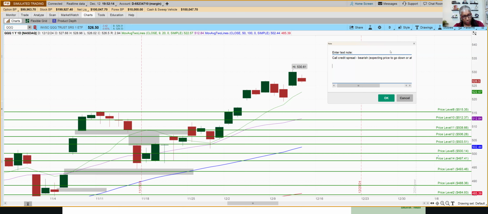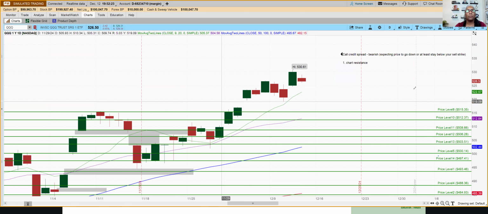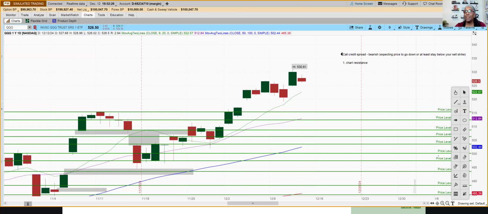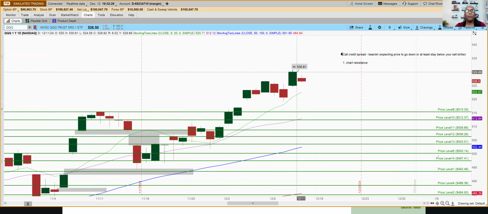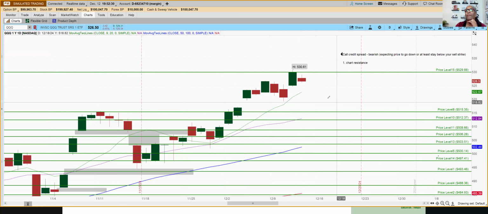Now we need to first chart the resistance. Our resistance is up here at this point, the high 529.88. It popped up here, closed and left a gap that still needs to be filled. Charting the resistance, above 530.61, somewhere up there.